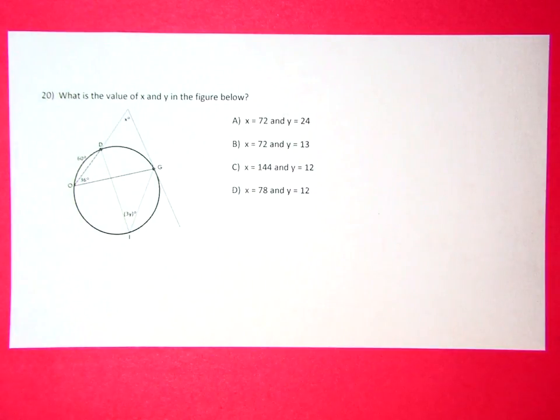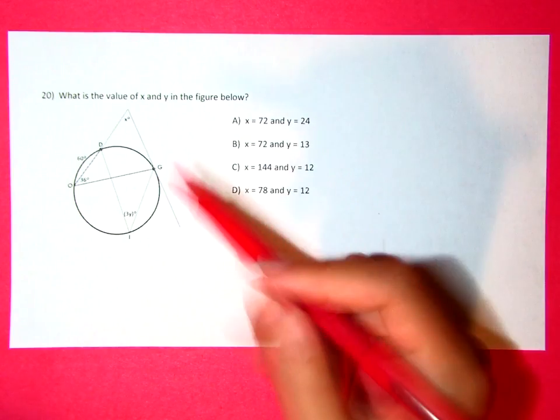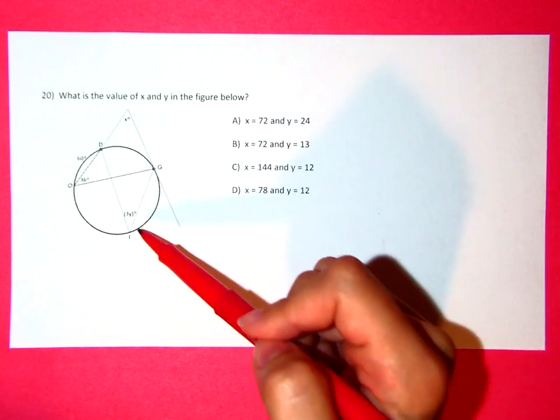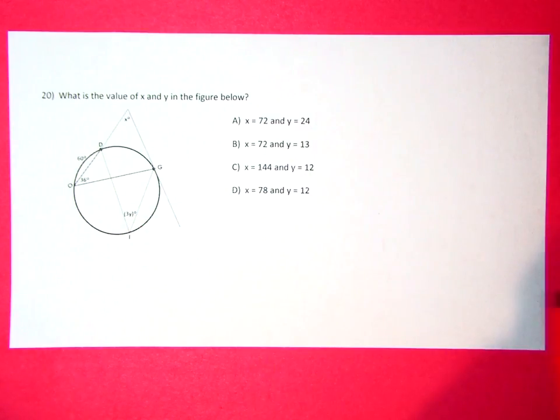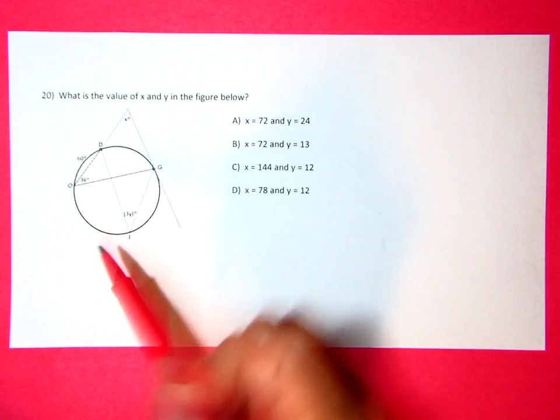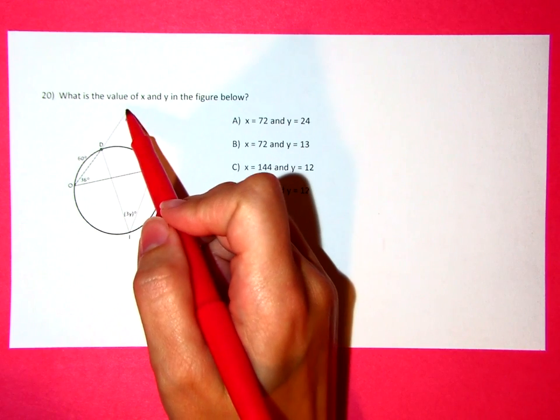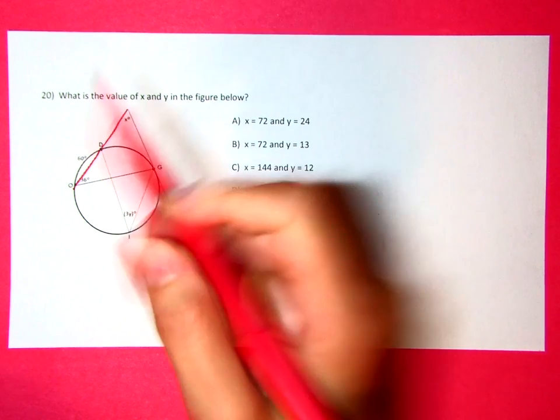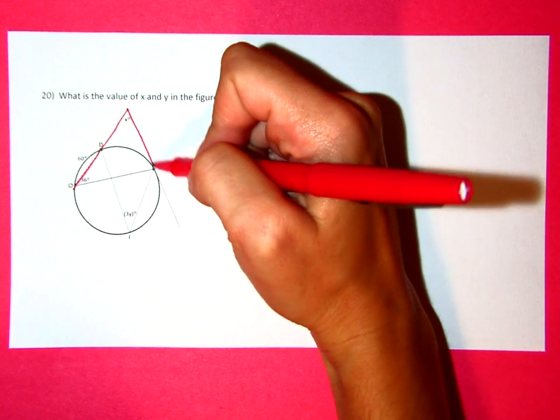This is number 20. It says, what's the value of x and y in the figure below? So I see x is here and the y is here. We've got some different things we're going to have to do, because in order to find out what this x is, I want you to look at that side right there, that side right there.